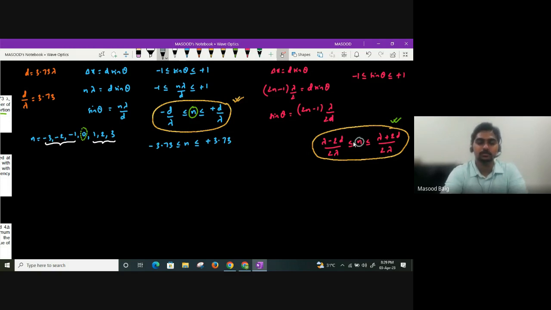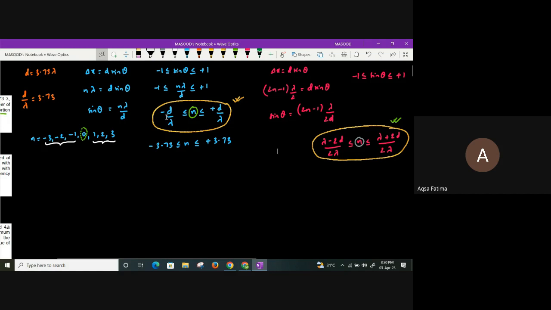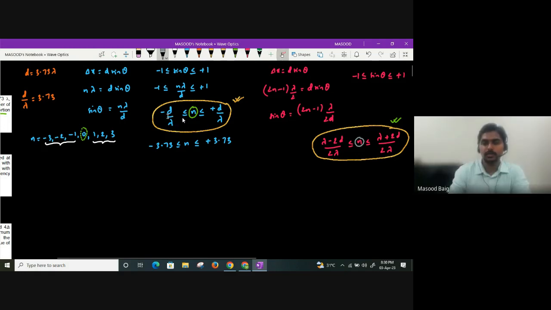Did you understand? All of you guys. Yes, sir. So what is the number of maximas condition? Minus d by lambda less than or equal to n less than or equal to d by lambda, right? And what is the number of minimas condition? (Lambda minus 2d) by 2 lambda less than or equal to n less than or equal to (lambda plus 2d) divided by 2 lambda. Whenever the lambda and d relation is given, only then can I find the number of maximas formed and the number of minimas formed, guys. I hope it is clear, all of you.